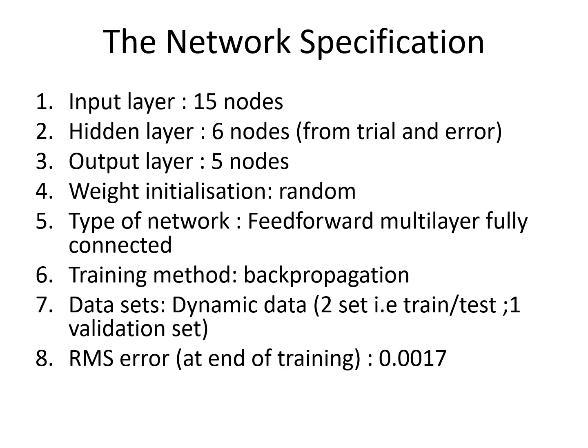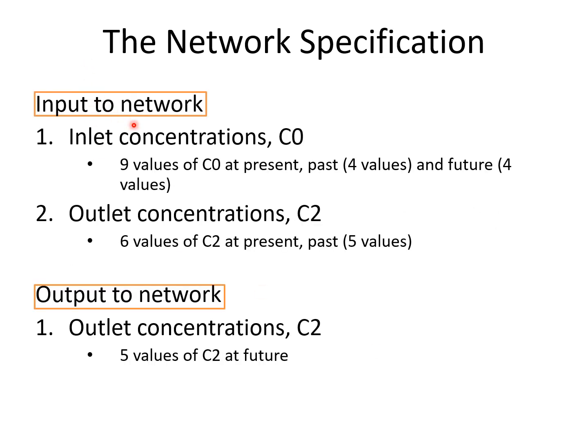That's it. So in this case, we had just now 15 inputs, which means the C0 value at that time and 4 past values and 4 future values of the input C0, we call it as the input to the neural network, and the output concentration, also the past values of the output, the present value, and the 6 past values for C2 as the input. So it becomes 15 inputs just now, and 5 outputs, because we want to predict the concentration of C2 at the next time step and the future time steps.